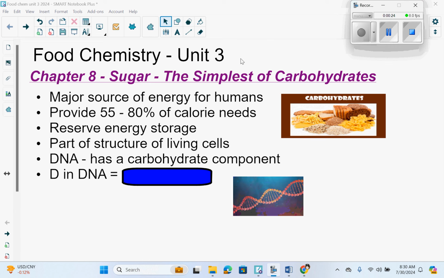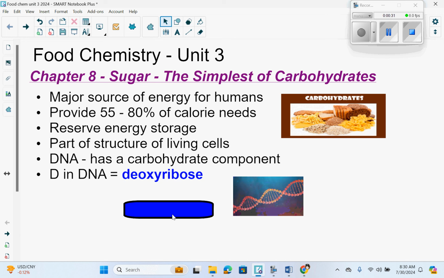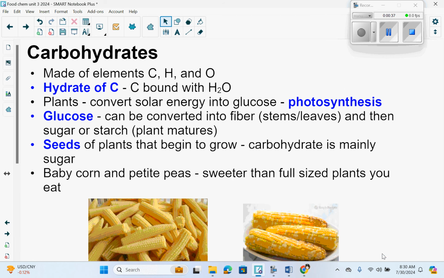So I usually ask in class if people remember what the D in DNA stands for. That's the carbohydrate part of DNA. It's deoxyribose, and that ose ending is the indicator that that's the sugar. Carbohydrates are made of the elements carbon, hydrogen, and oxygen. The name itself means hydrate of carbon. It's carbon bound with water.